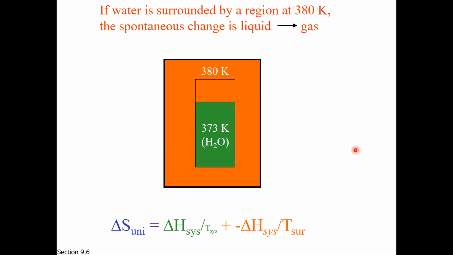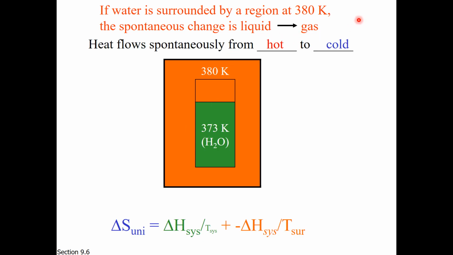Would you like to see it the other way? How about if we have liquid water at 100 degrees Celsius surrounded by a region that is higher in temperature than 100 degrees Celsius? We know that the water that's in liquid phase will transform to gas phase because heat flows spontaneously from hot to cold. So my higher temperature will start flowing into my lower temperature.